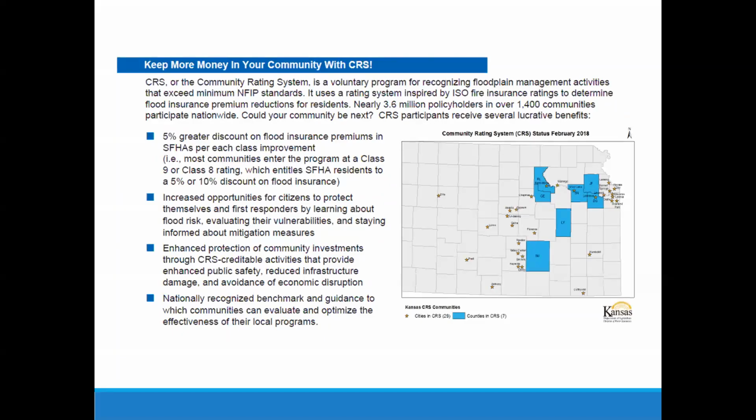CRS is a great program. I've got about 40 cities in Kansas. This is a map of where some of these communities are. They're in the Community Rating System. They get discounts on flood insurance because the floodplain manager is doing a good job. And so if you'd like to get on that list and get the CRS program in your area, let me know and I'll work with you on it.